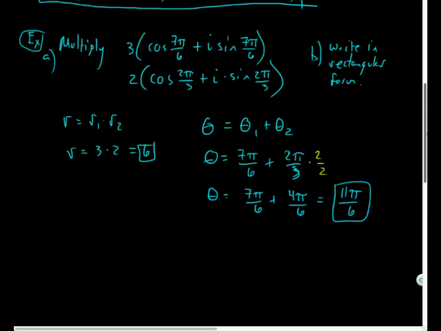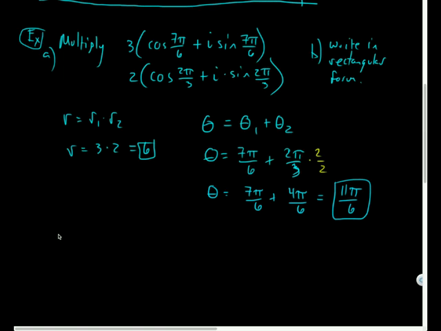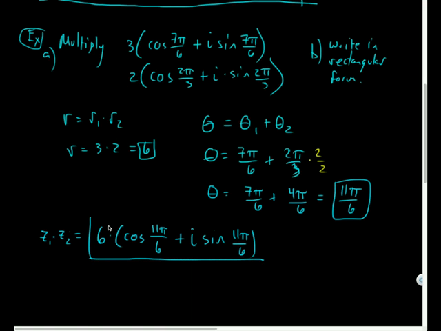So now I can just write this as my answer. The product of those two, I guess I could call it Z1 times Z2 if I'd given them names, will end up being 6 times cosine of 11 pi over 6, plus I times sine of 11 pi over 6. I always want to make the 11 into a pi as well, I don't know why. And it actually wasn't that bad multiplying those, right? Not so bad. And now the last step's part B.